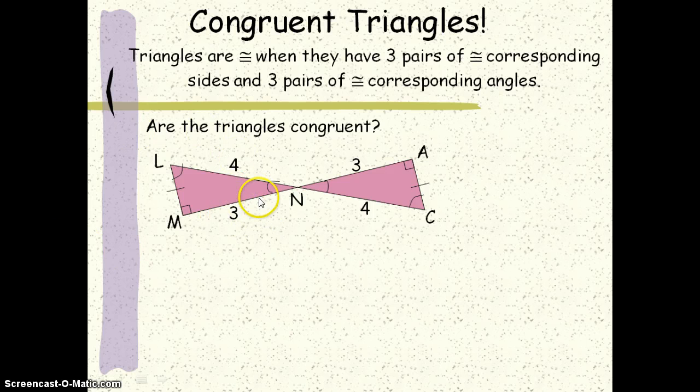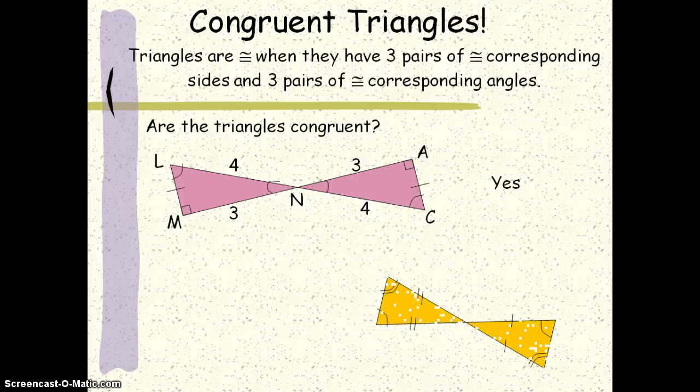Well, I can see that the sides labeled 3 are congruent, the sides labeled 4 are congruent, and then we have the last pair of sides being marked congruent. So yes, these triangles are congruent because they have 3 angles and 3 sides that are congruent to another triangle.